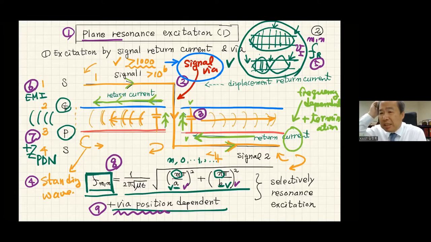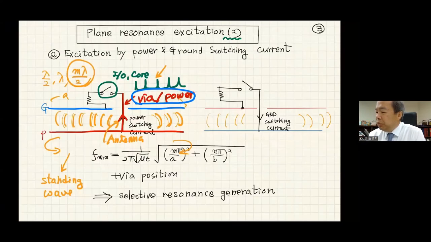Sometimes it is necessary. We have to calculate the EMI level because of this VR and because of these high impedance PDN peaks. And sometimes we have to check the power supply induced jitter caused by this single signal VR return current break and some resonance frequencies. The second case, which I was talking about, is the power VR.